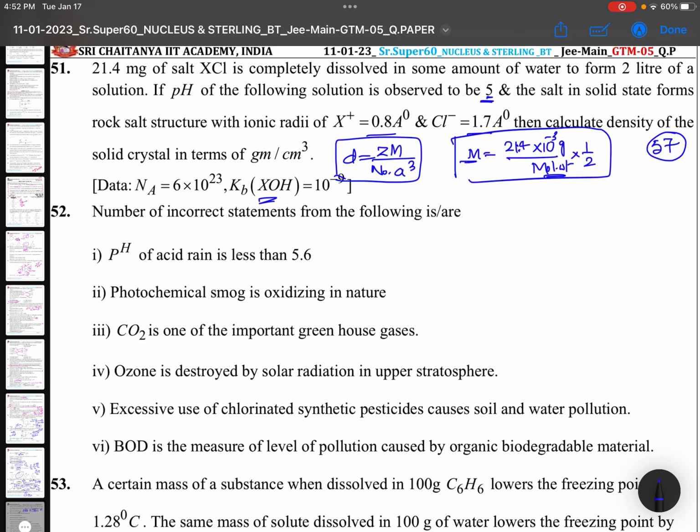pH is equal to 5 is mentioned. pH equal to 5 means H plus concentration is given. HCl, salt. So we can take it as buffer. Not buffer, salt only. For salt, pH is equal to 5 is equal to 7 minus of pKa minus of log C. From this you need to find out.